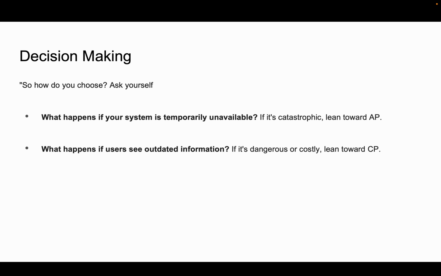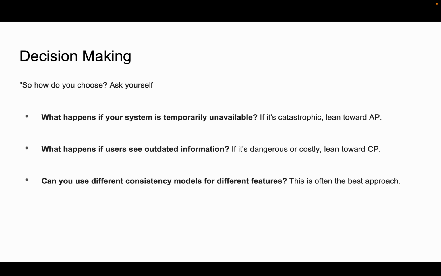Now, what happens if users see outdated information? If it is dangerous or costly for the business, lean towards consistency, or lean towards a CP system, because you cannot afford inconsistency in your system, because that is going to cost you business-wise. Third, can you use different consistency models for different features? Of course you can. We have seen the example of a shopping website where all three parts, the inventory, the cart, and the user reviews, were using different consistency combinations. This is often the best approach, and modern systems generally rely on it.